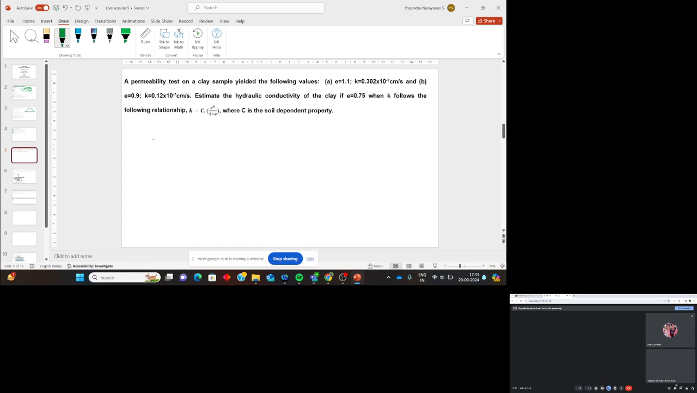So I will give a small hint here. How many unknowns are there here? Two unknowns are there. How many data do you have? How many equations can you create? Two. So if you create two equations and solve those two equations, you will get the two unknowns.